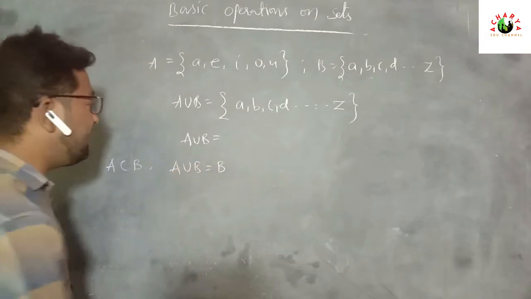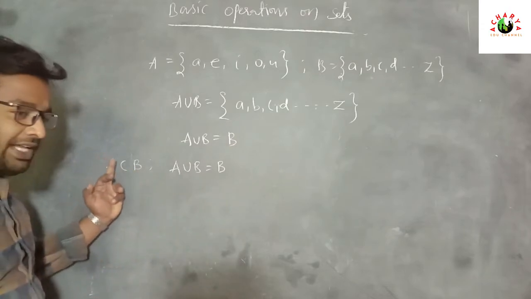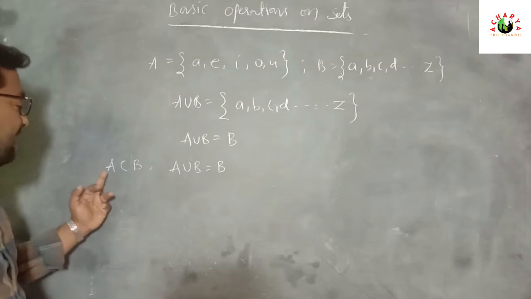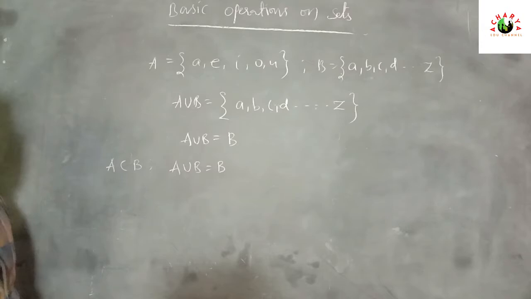Why is A union B equal to B here? Based on A subset B, every element in the set A is present in the B set.